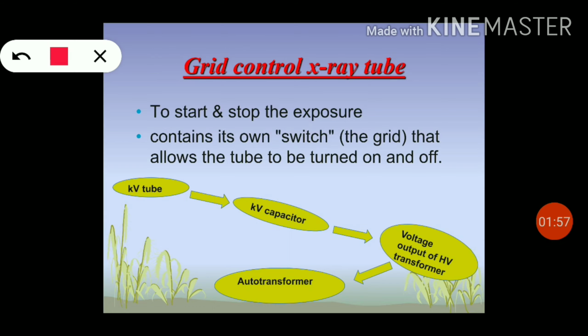across the X-ray tube is controlled by the kV across the capacitor. And the kV across the capacitor is controlled by the voltage output of the high voltage transformer, and can be varied by adjusting the kV selector on an autotransformer.